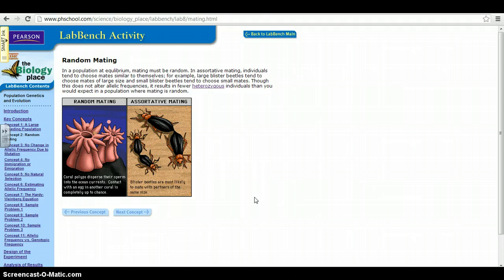More likely with animals that live on land is choosing their own mates, and so sometimes this is called assortative mating or non-random mating, where individuals mate with other individuals that look like them. So here we've got 2 large bugs that mate and 2 small bugs that mate.